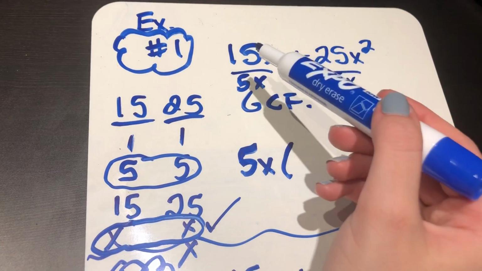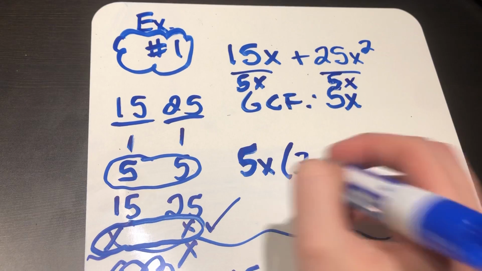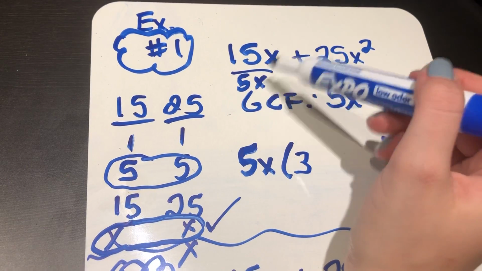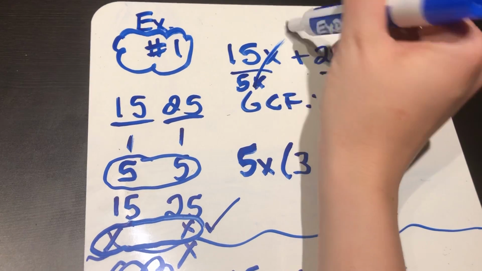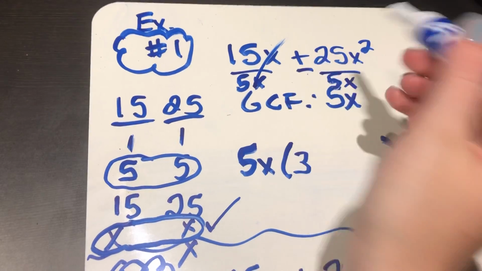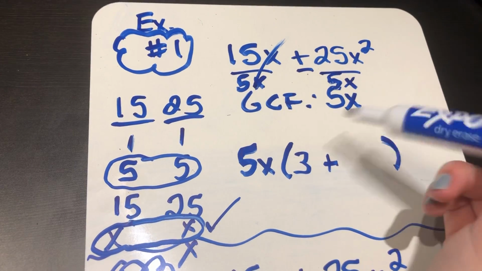Okay, so let's do this one. 15 divided by 5 is 3. And then hopefully you guys remember what happens to these x's. That's Miss M's favorite thing to do. Right? Gone. So I'm just left with 3 only. Then I'm going to add a plus sign, because there's a plus sign. What's 25 divided by 5? 5.